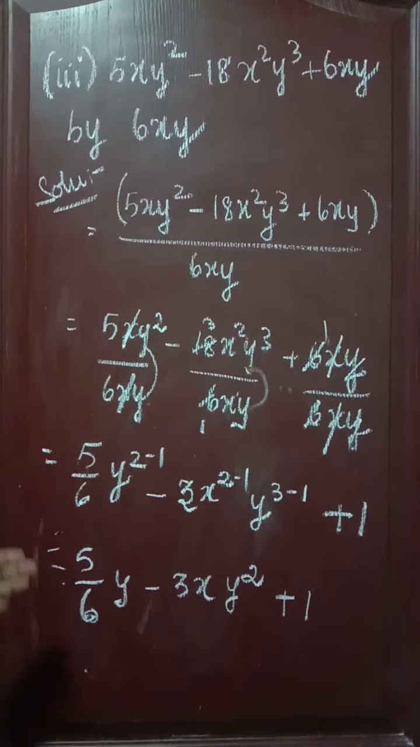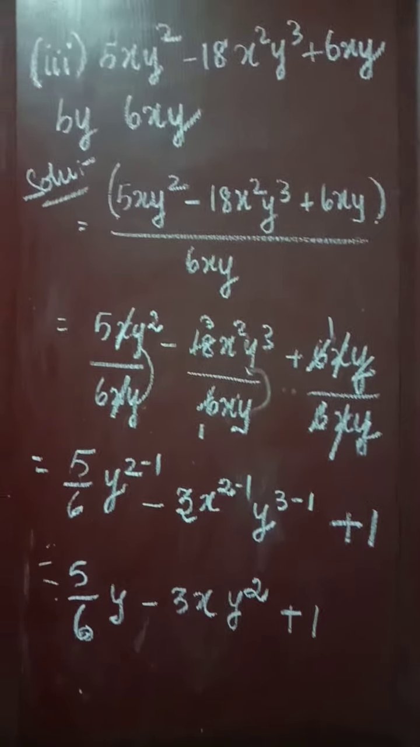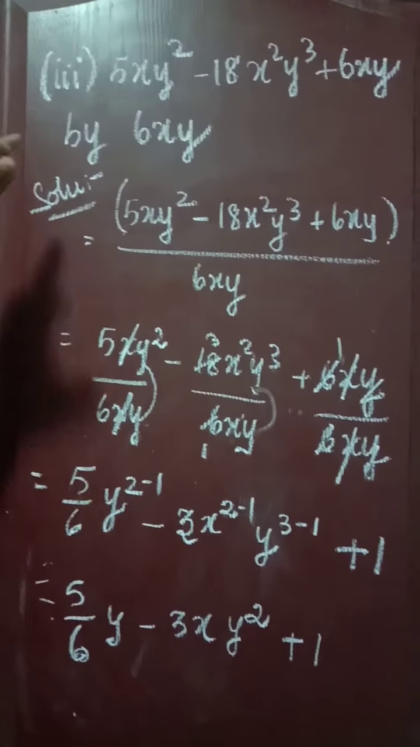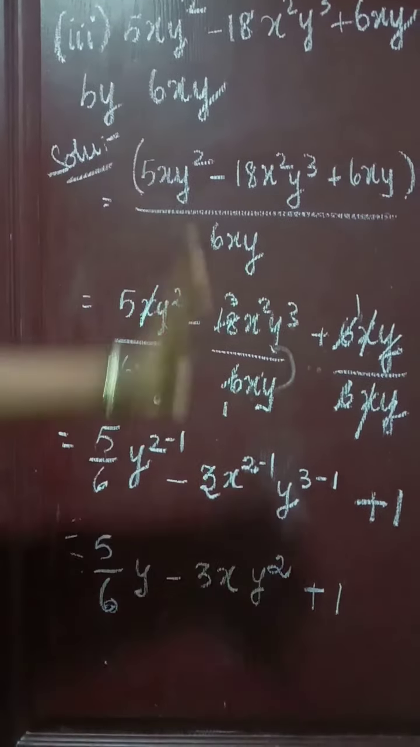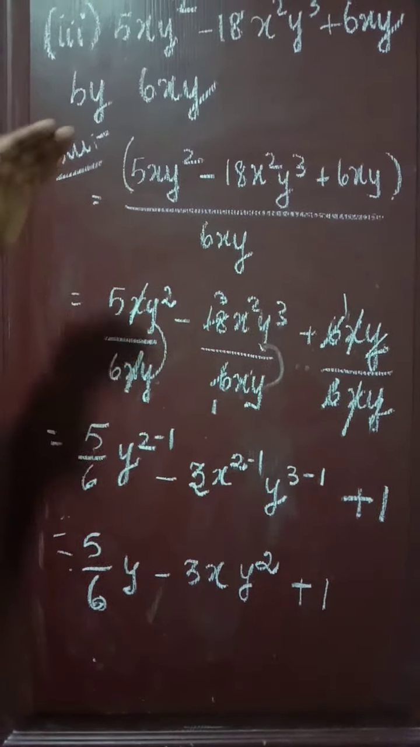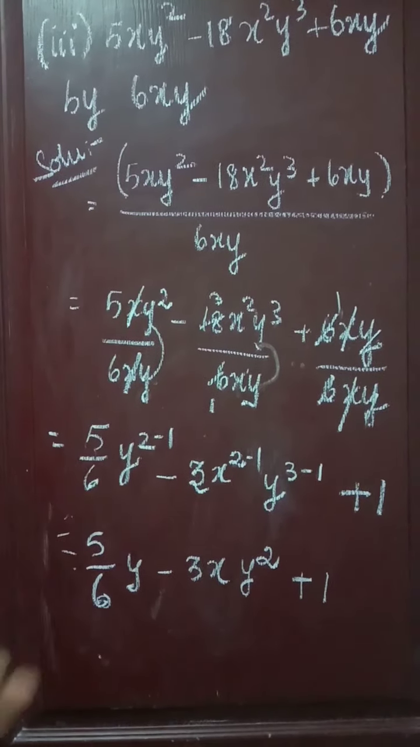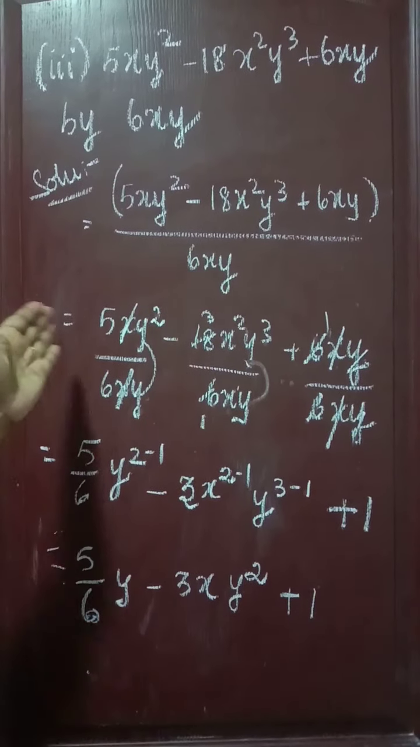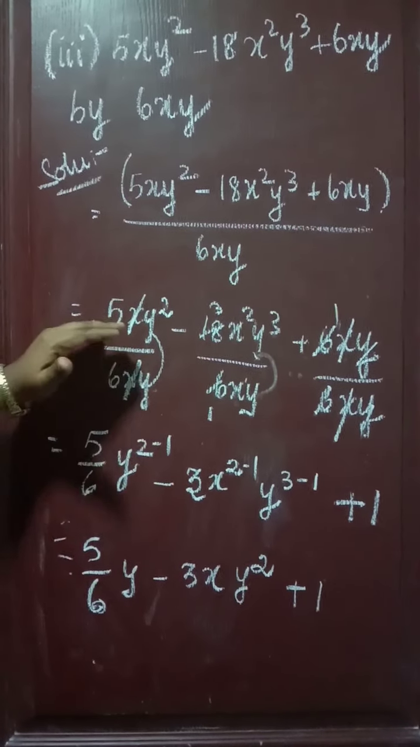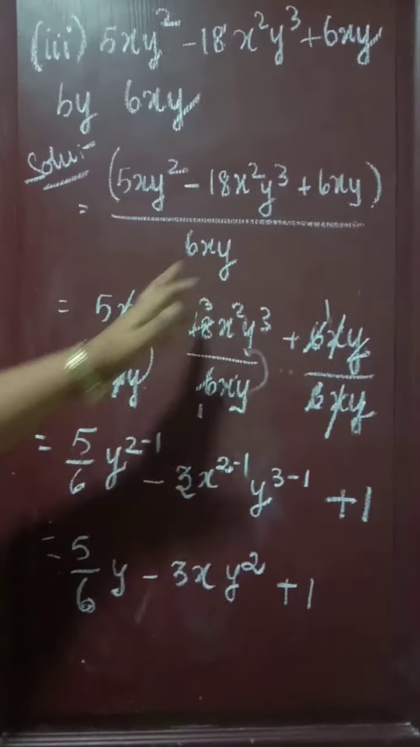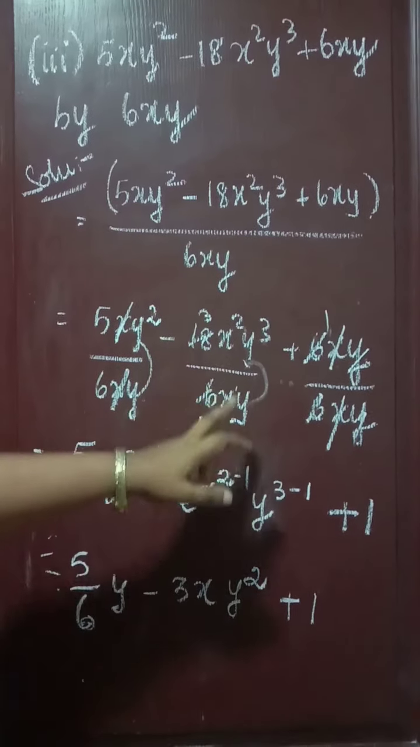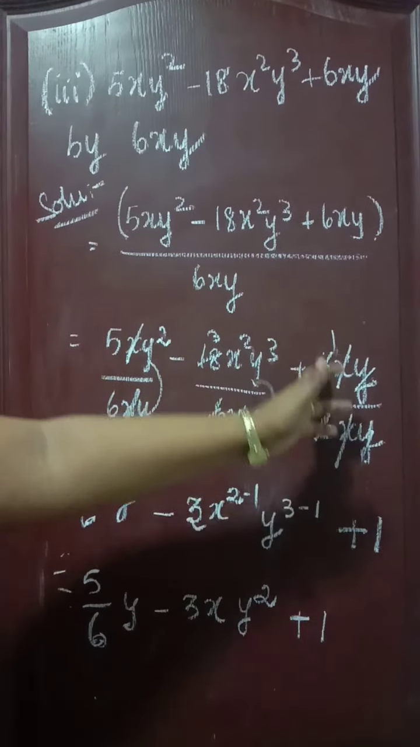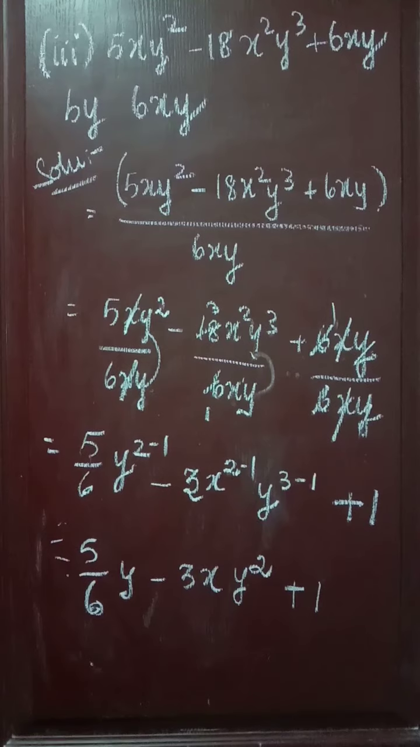Listen, once again I teach the sum. So what is given? 3 terms are given. So these 3 terms you divide by 6xy. So these 3 terms you separate, each one as a monomial. So first one, 5xy squared divided by 6xy. So next, the second term divided by 6xy. The third term divided by 6xy.